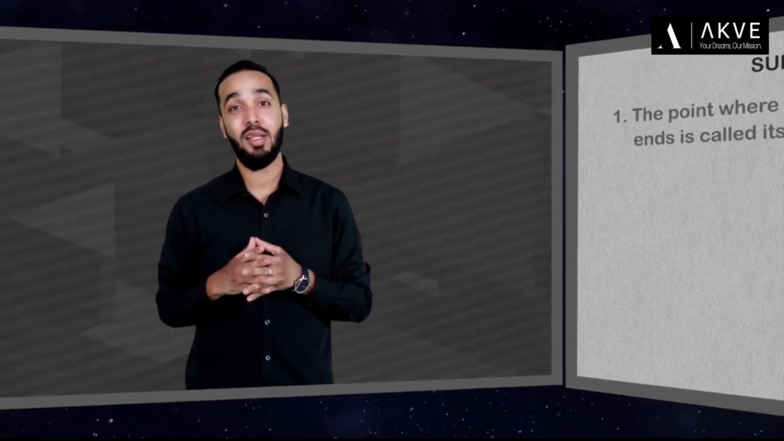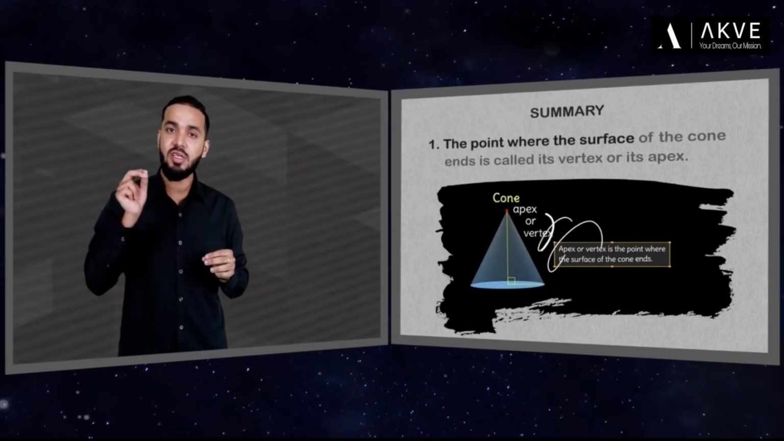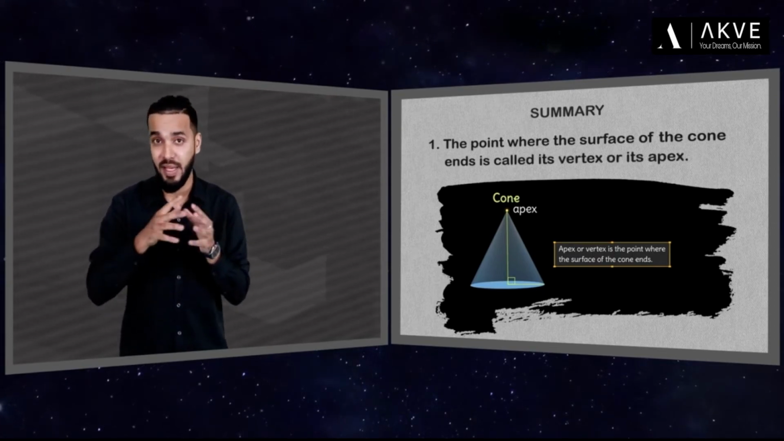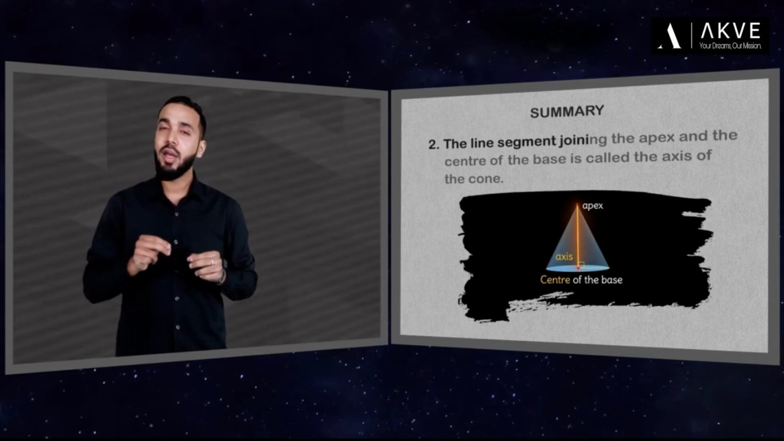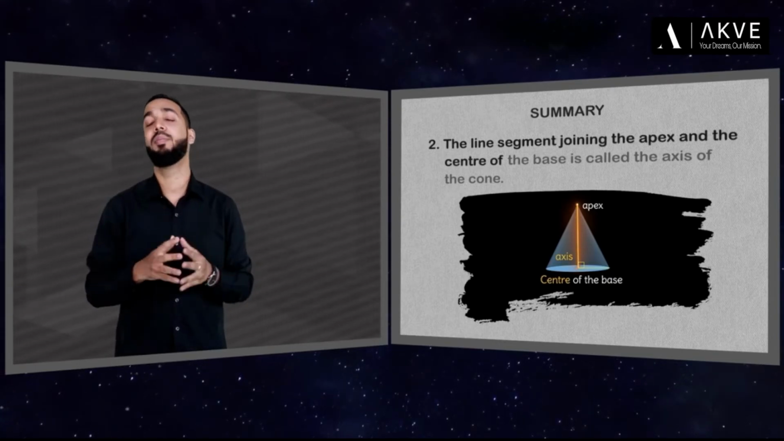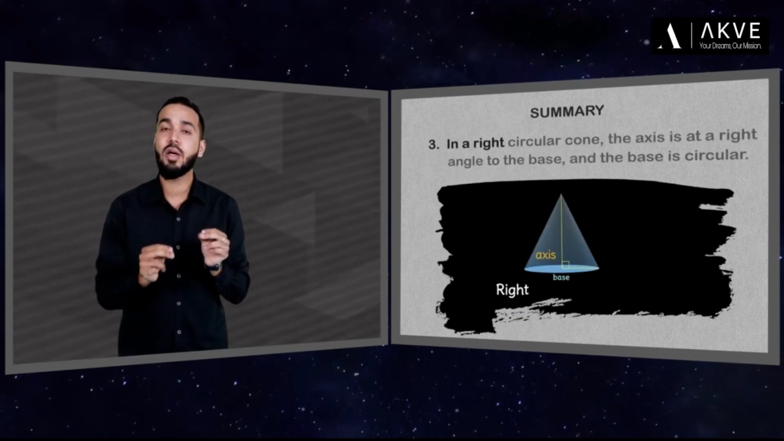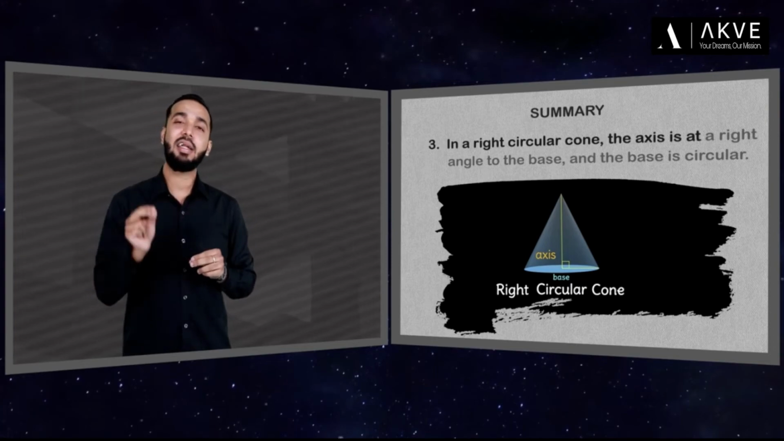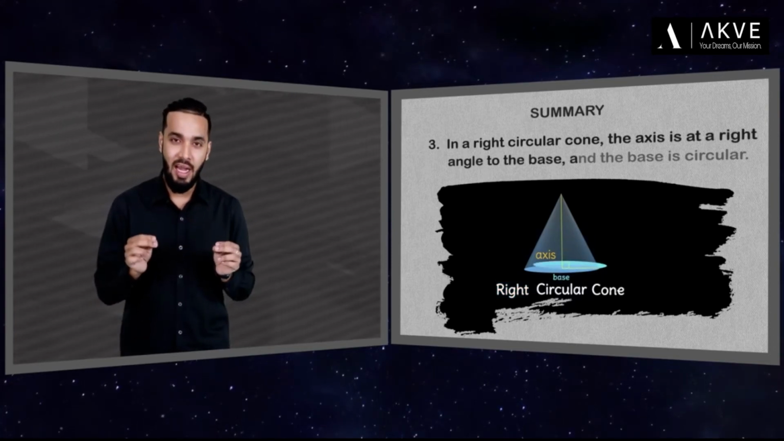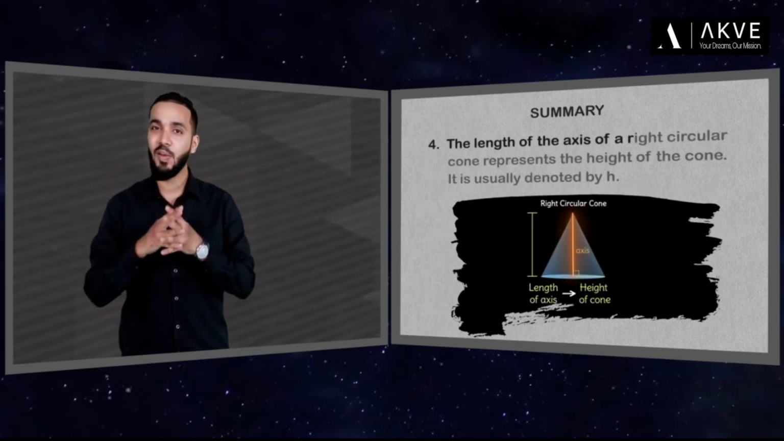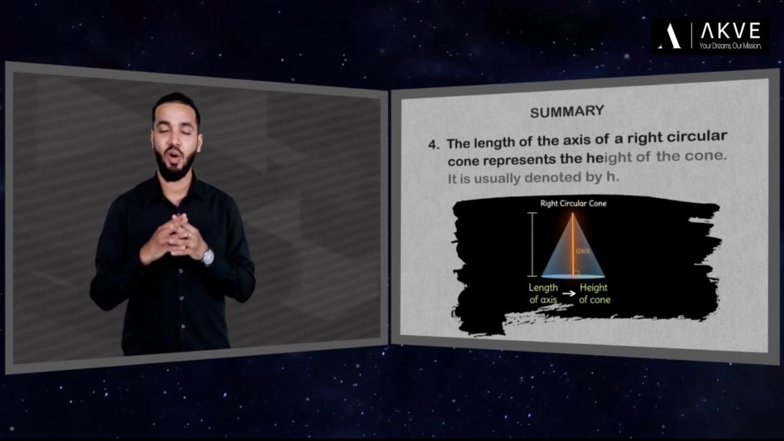So, in this video, we tried to understand cones better so we can befriend them. We saw that the point where the surface of the cone ends is called its vertex or its apex. The line segment joining the apex and the center of the base is called the axis of the cone. In a right circular cone, the axis is at a right angle to the base and the base is circular. The length of the axis of a right circular cone represents the height of the cone.